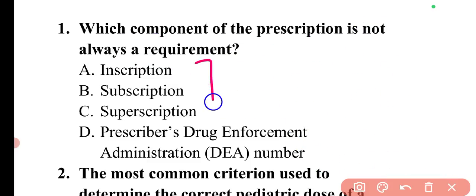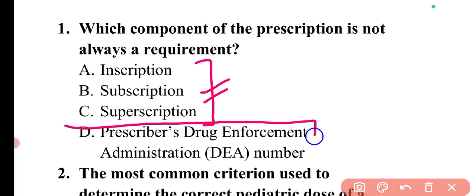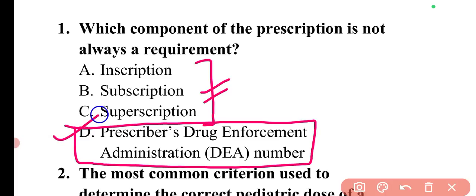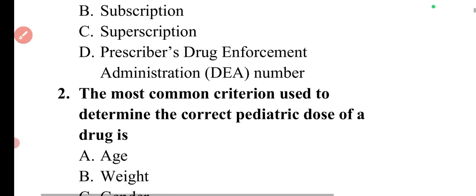From this particular question, we can say that these three parts are very important for the prescription. But the prescriber's Drug Enforcement Administration number is not always a requirement. So here option D is the correct answer.